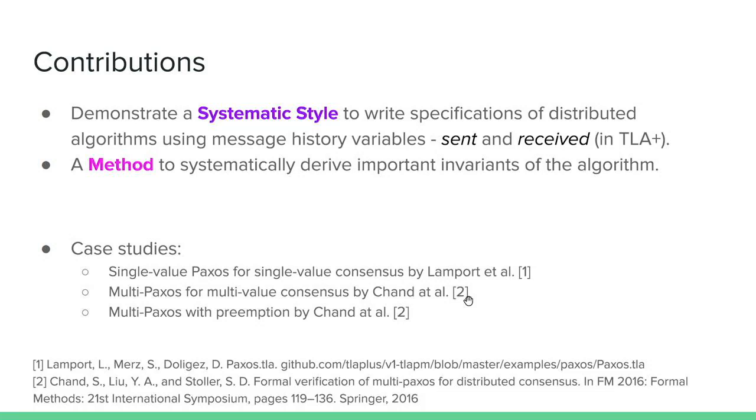That's basically what the slide says. As a case study, we did single value Paxos, multi-Paxos, and the preemption, which is from the previous slides. I will only show single value Paxos here, because I just want to show the principle. The exact same thing is done for multi-Paxos as well, but for the sake of simplicity, we're just going to see this with single value Paxos.